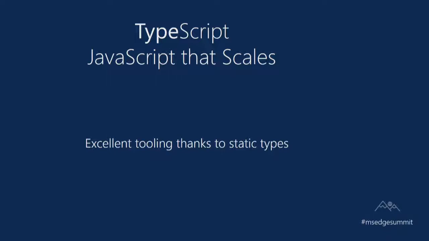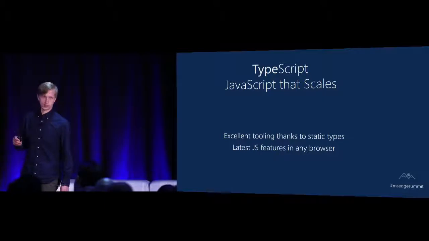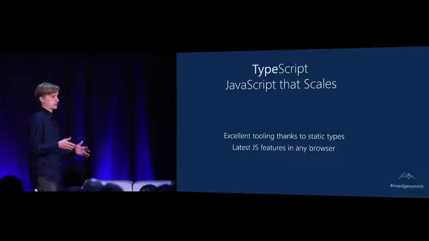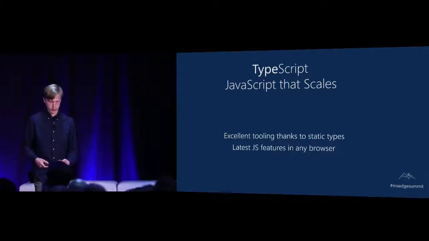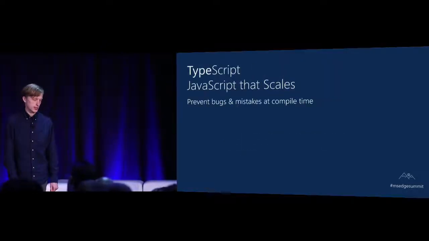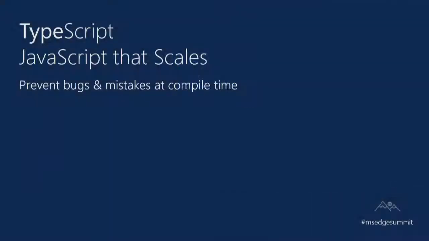And it does that in two primary ways. The first thing that it does is it gives you excellent tooling, pretty much regardless of editor, based on the static type information in your program. So I have a demo of that, and I'll give some more details in a second. And it also lets you use the latest JavaScript features in any browser, which is really important because you don't want to be stuck programming 1995 style to support older browsers. You really want to start using these new, handy, useful features in your development, but not have to have your clients actually use them. So that's what TypeScript enables. So TypeScript's type system prevents bugs and mistakes at compile time.